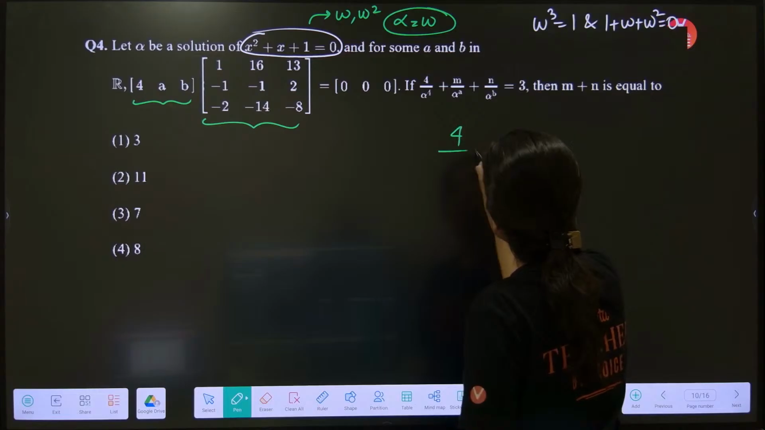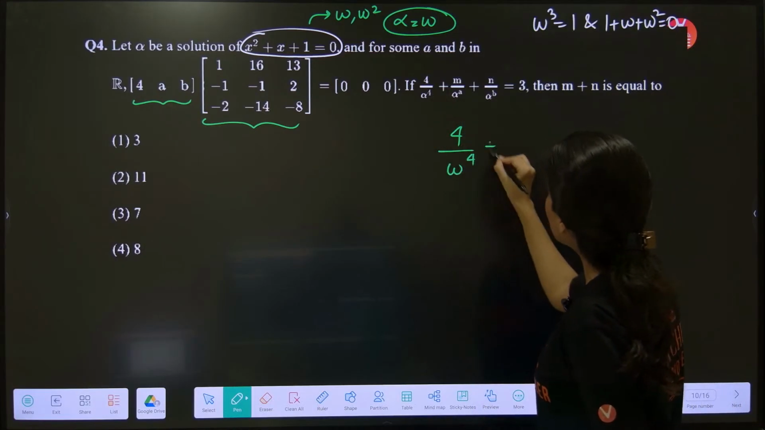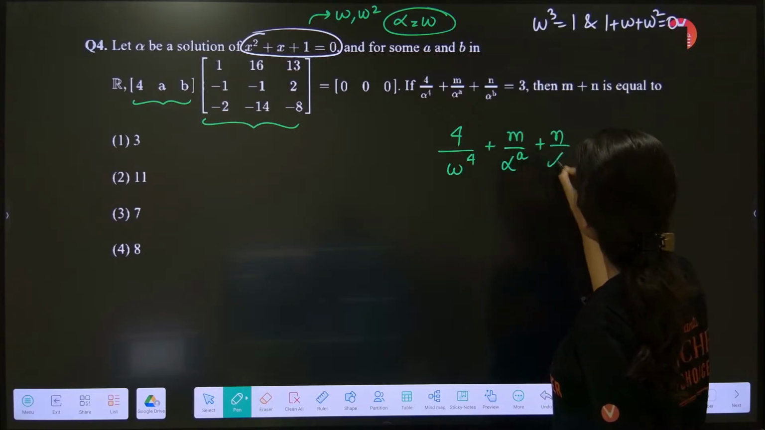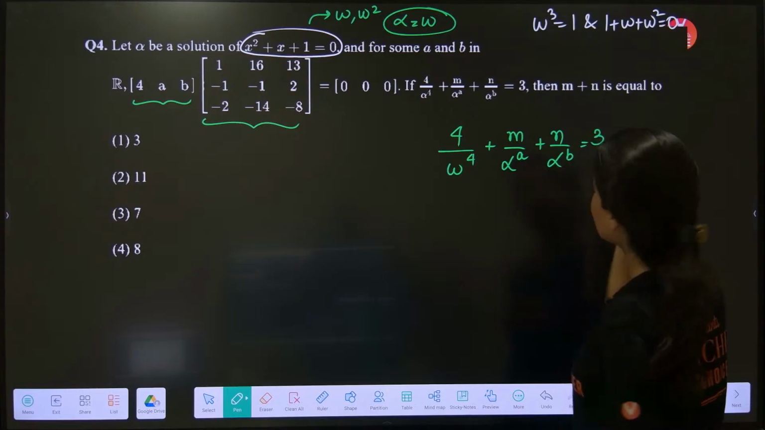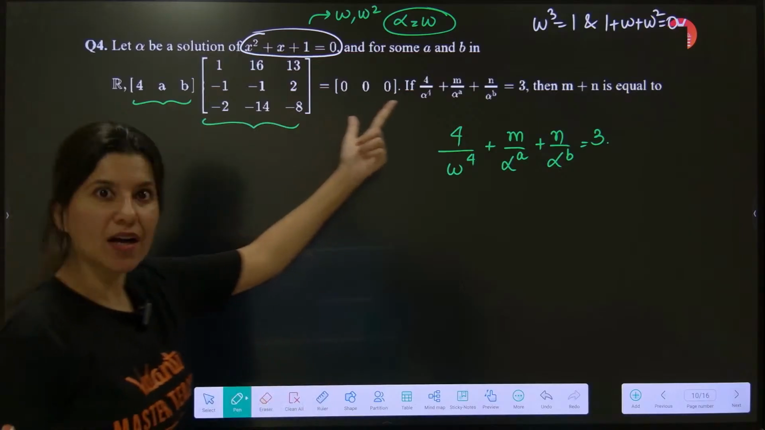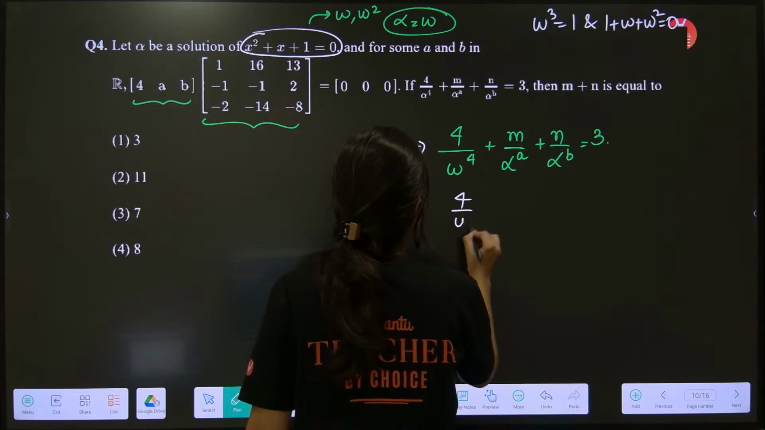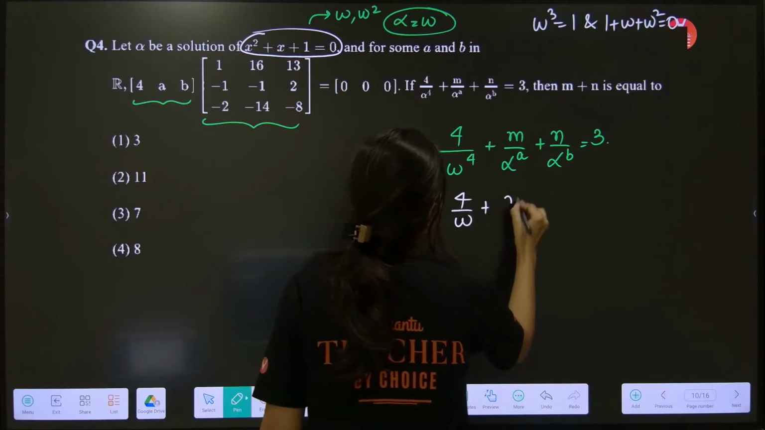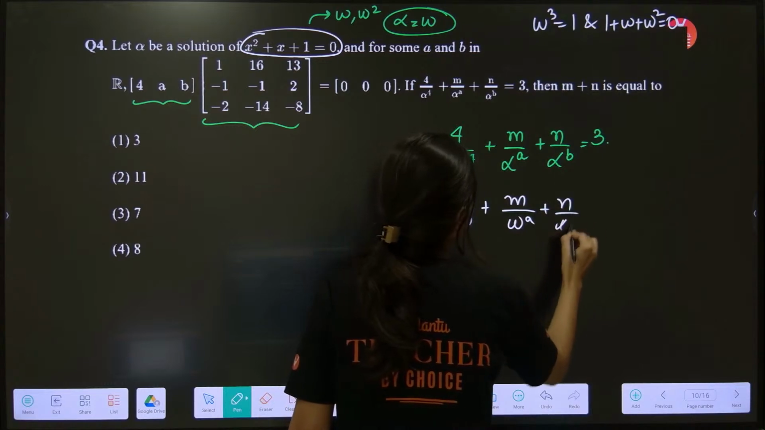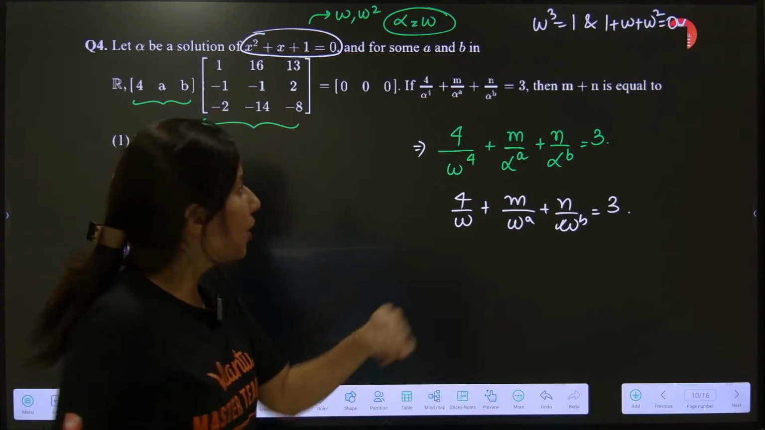And you know what? 4 upon alpha power 4. Alpha is omega. Omega power 4 plus m upon alpha power a plus n upon alpha power b is just 3. Now omega power 4. See, omega cube is already 1. So this is going to be 4 upon just omega, plus m upon omega power a plus n upon omega power b, which is nothing but 3.